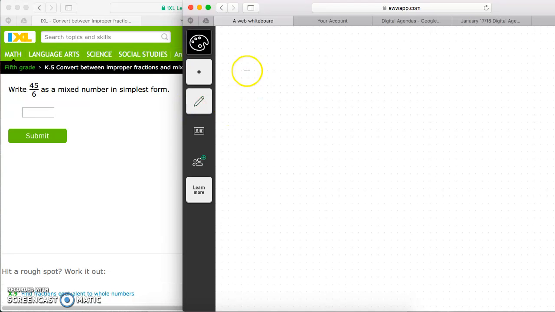It's going to take kind of a long time because we'd have to draw 45 pieces. Remember, your numerator is how many pieces you have, and your denominator tells you how many pieces makes up one whole. So for this option, I'm going to do division because my numerator is kind of big and I don't want to draw 45 items. So I have 45/6. It's really hard to draw on this. So I'm going to do division.